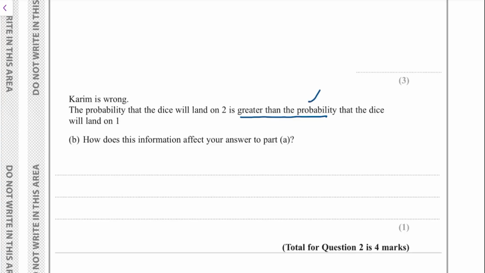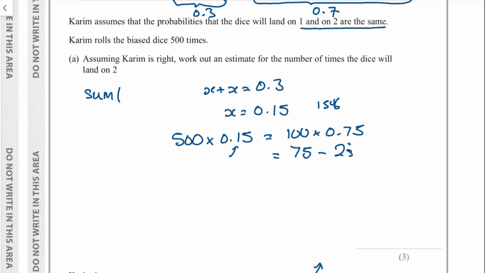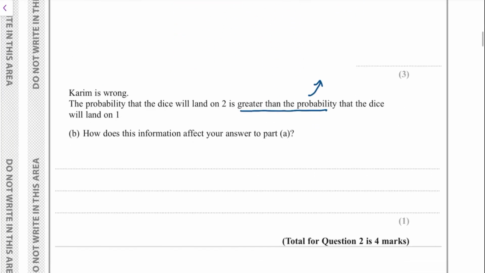So if the probability of the 2 goes up, let's go back up to my calculation. It means that number will be higher, which means I'll get a higher expected value here. What does the question want? The question says, how does this information affect your answer? And I guess implicitly it wants the why as well, because it's 2 marks. So therefore I would say the number of 2s, answer the question itself. So the number of 2s will be higher.